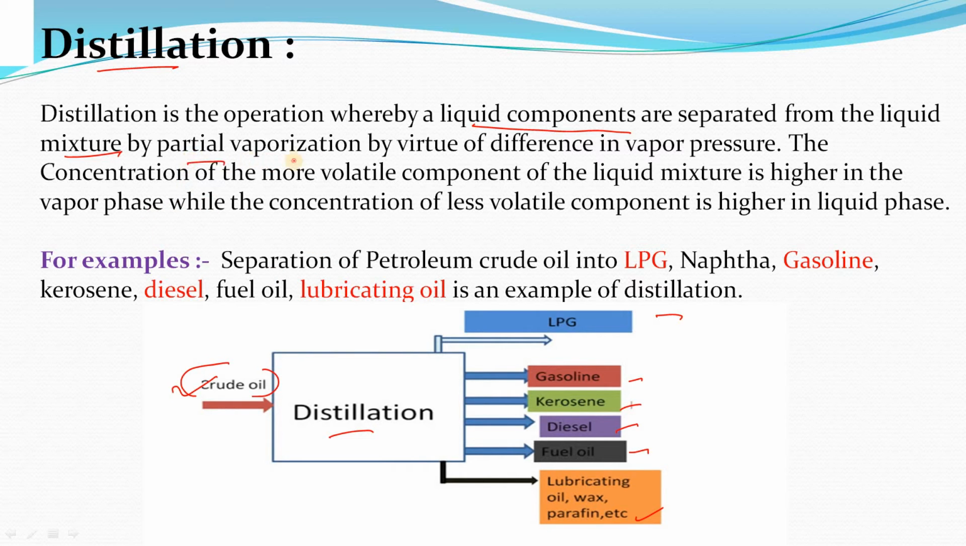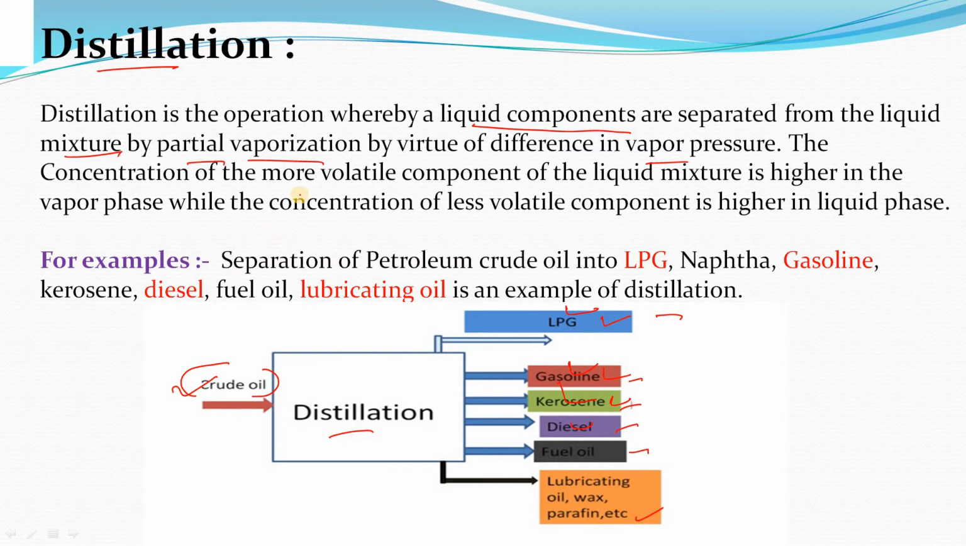By partial vaporization, what happens there? Due to difference in vapor pressures, right? Here the vapor pressure of LPG, gasoline and kerosene will be different, and due to this difference we get LPG here, gasoline here, kerosene here, diesel here. So due to difference in vapor pressure we get the different components at different places in a distillation column.